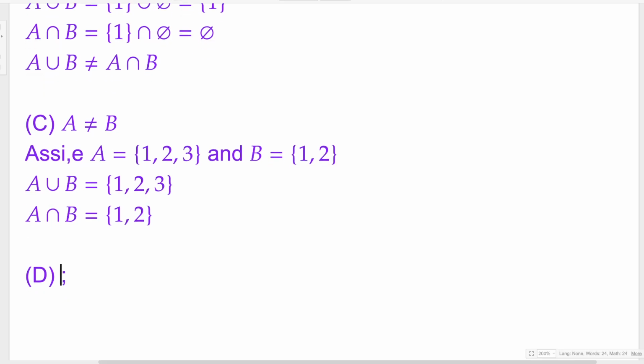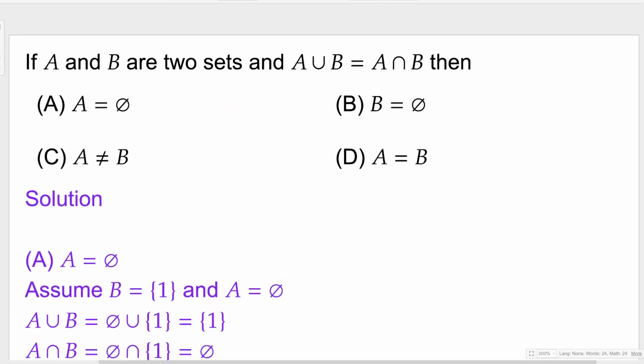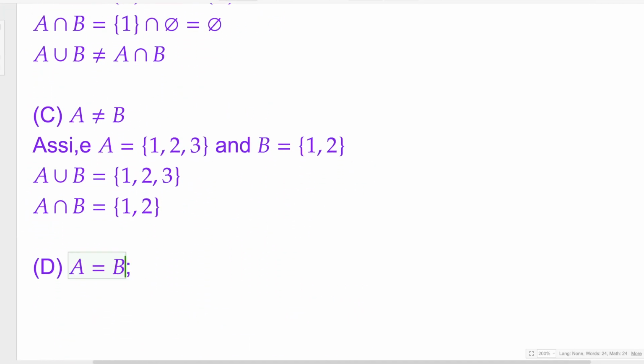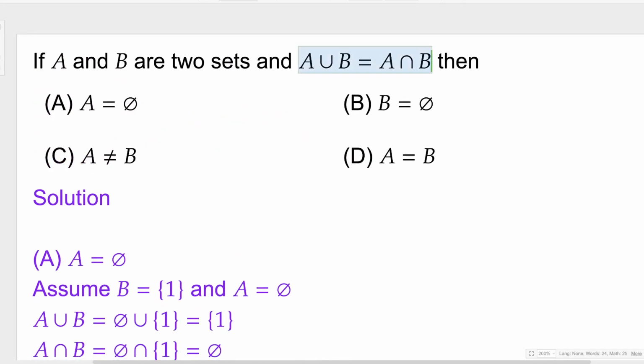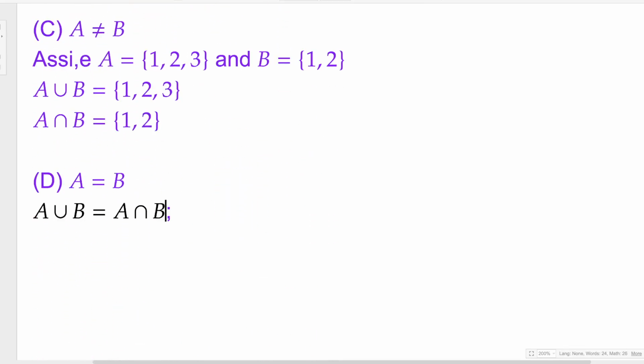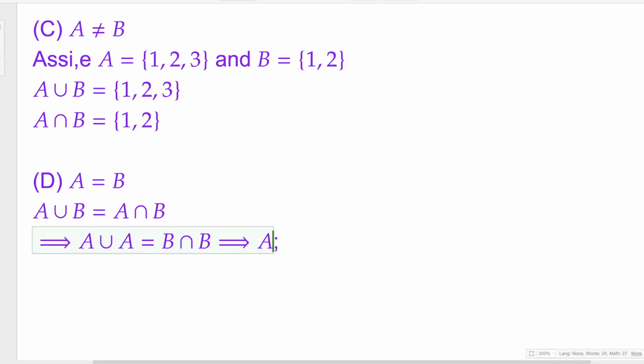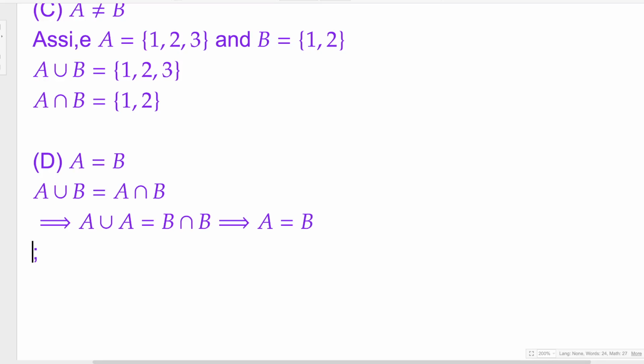Done. Now let us check option D. Option D is given as A is equal to B, and the given statement is A union B is equal to A intersection B. So this is the given statement. From this we can conclude that A is equal to B. That is the inference of this statement. Now this statement might not seem very convenient or very convincing. So for this, we'll perform a little more detailed analysis.